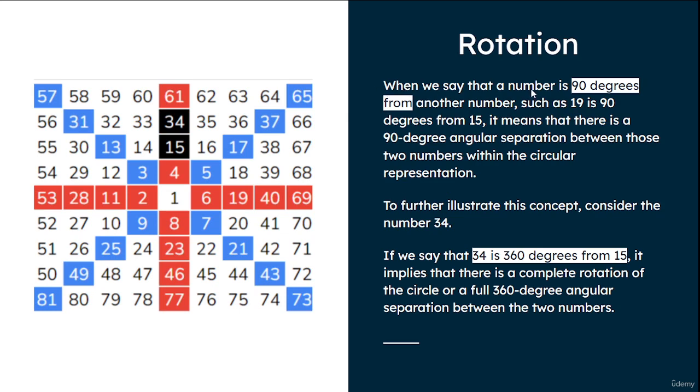Now, when you say that a number is 90 degrees from another number, like 19 is 90 degrees from 15, there is a 90 degree angular separation between these two numbers within the circular representation. To further illustrate, consider the number 34. If you say that 34 is a 360 degree rotation from 15, it implies a complete rotation of the circle, a full 360 degree angular separation between the two numbers. See 15 and 34. So 34 is 360 degrees from 15.